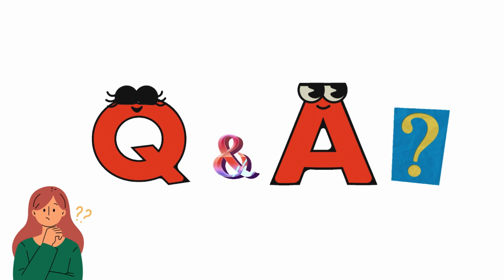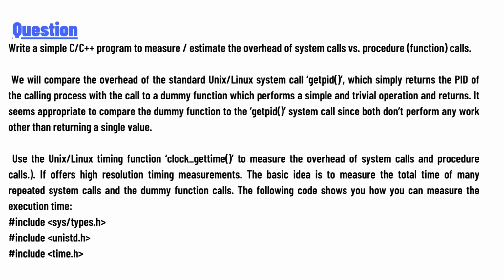So our today's question is: write a simple C or C++ program to estimate the overhead of system calls versus procedure function calls. We will compare the overhead of the standard Unix/Linux system call getpid, which simply returns the pid of the calling process, with a call to a dummy function which performs a simple and trivial operation and returns. It seems appropriate to compare the dummy function to the getpid system call, since both don't perform any work other than returning a single value.